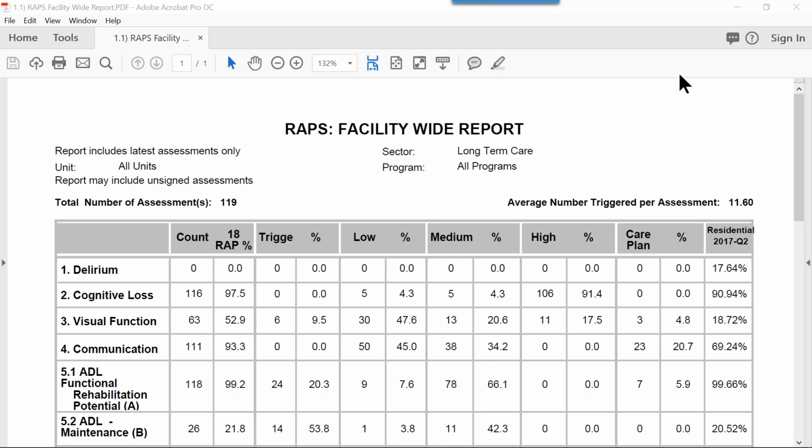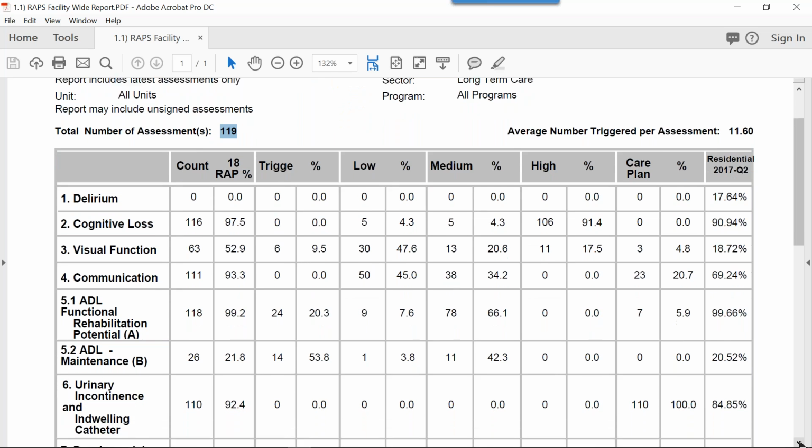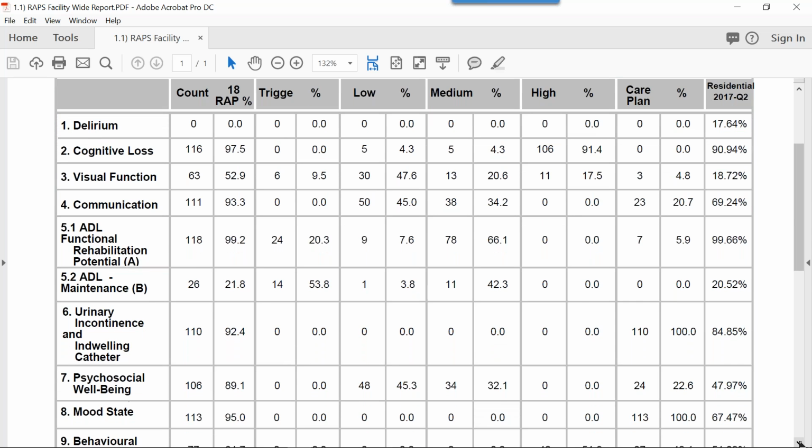Okay, so here's the first report. I have 119 assessments altogether, or people. The average number of RAPs that have been triggered are 11.6, or nearly 12 risk areas. So 12 areas of risk per person. And then you can see here what are the different RAPs, and the delirium RAP, the cognitive RAP, we're all well aware of it. I know it's showing here, for example, and this is interesting. This is the ordinary RAI trigger. It just tells me how many people triggered and what percentage of the total.